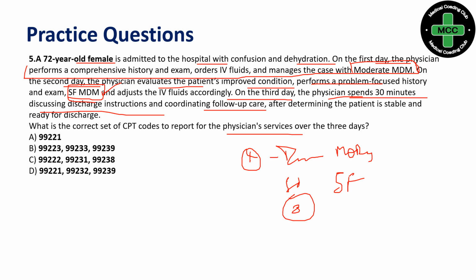So please take 2 minutes. Just go back to the codes and refer. For moderate MDM, what is your initial code? For straightforward MDM, what is your subsequent code? And for the 30 minutes, what will be your discharge code? Okay, and you can write your answer in the comment. If you're wrong, I can correct it there.